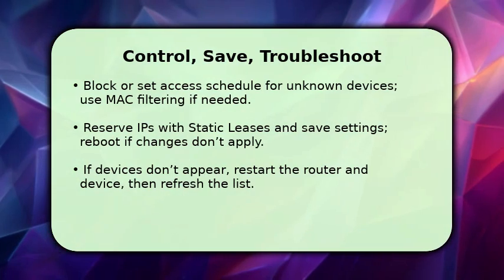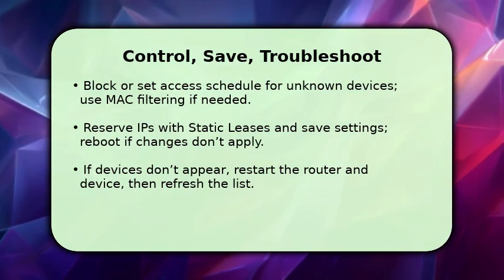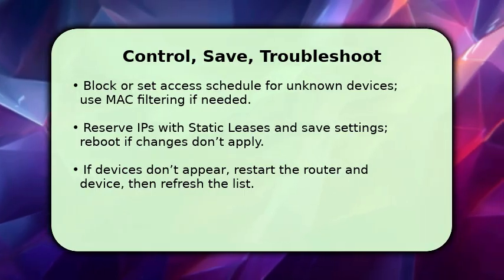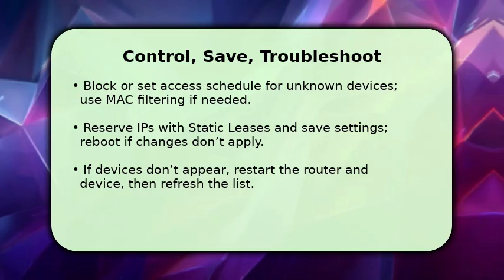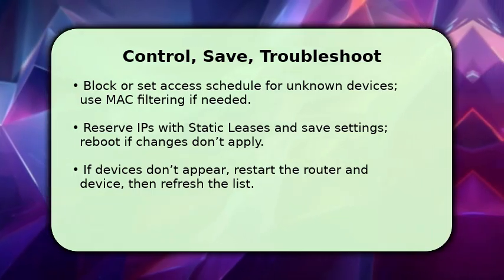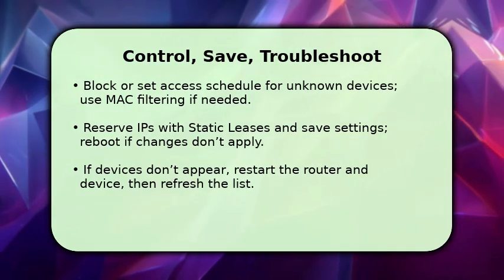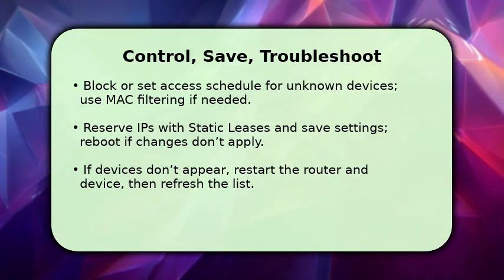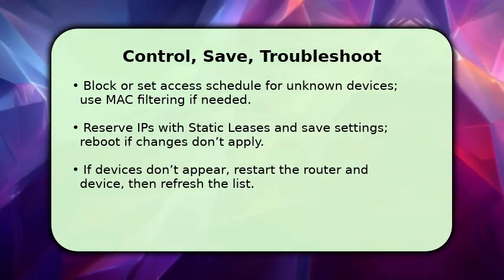To finish, use the router controls to block, blacklist, or set access schedules for devices you don't want online. For trusted gadgets, create static IP leases so they're always recognizable. Save configuration changes and reboot the router if the UI doesn't immediately reflect updates.